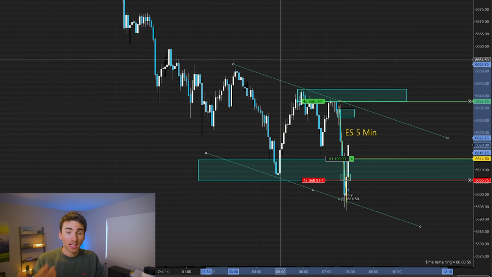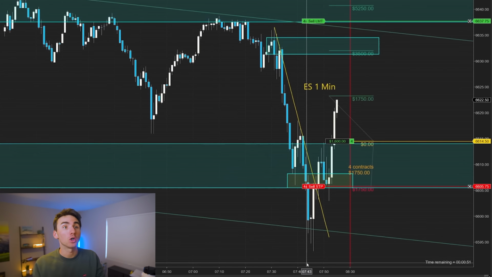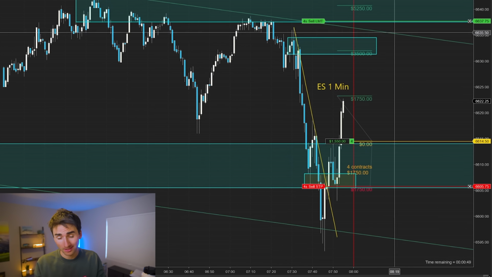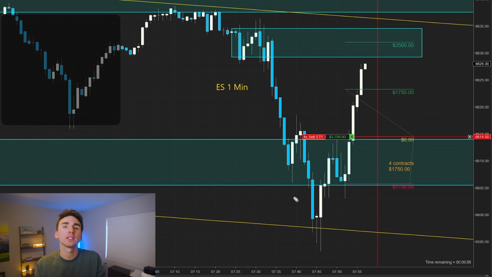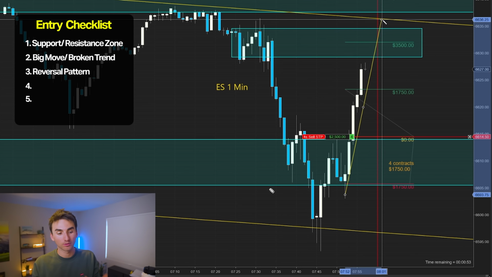And so if that aligns up as well, that's another thing checked off my list of, okay, this is a good potential spot to take a trade. And so the next big key step in this is looking for a candlestick reversal pattern.